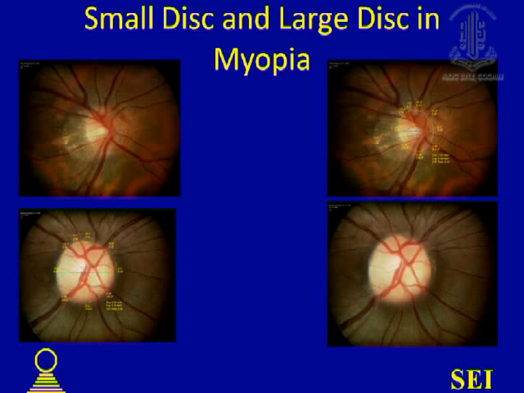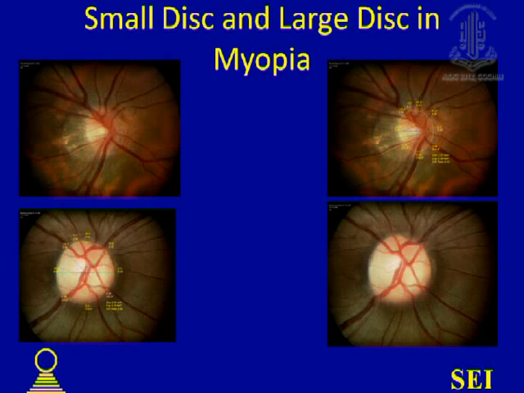So these are photographs of small discs and large discs. This is a small disc that you're getting in myopia with a large area of parapapillary atrophy. I think the distinction between parapapillary atrophy and beta zone, the classical beta zone, I will make in the next slide. So this is what you get, and the disc area here is just 1.41 square millimeters. The disc area here is 2.8.